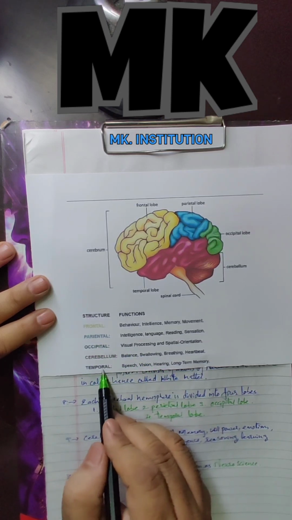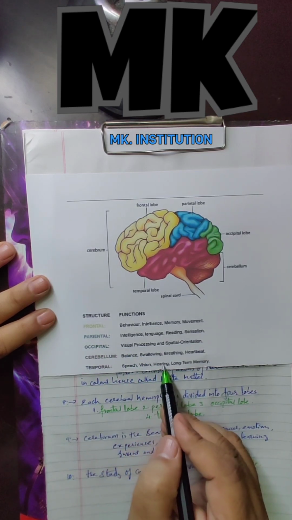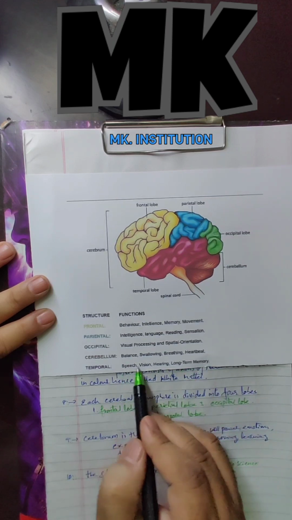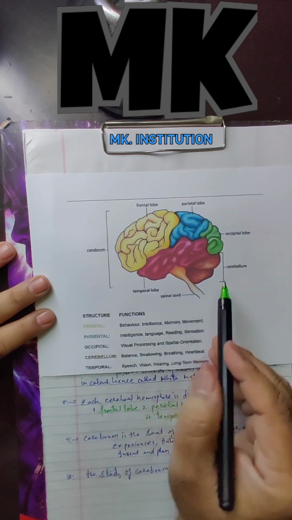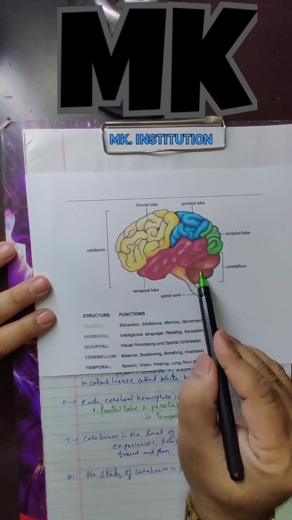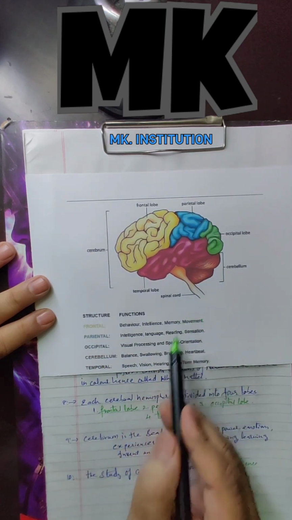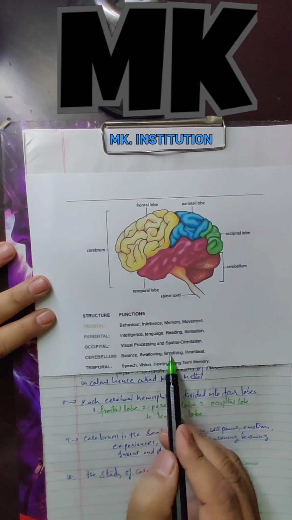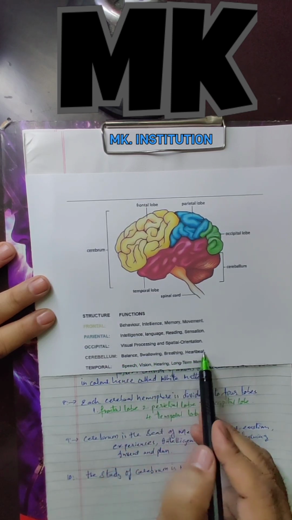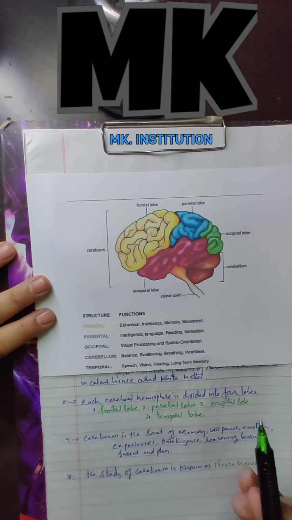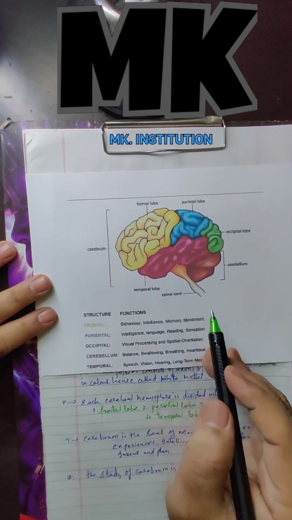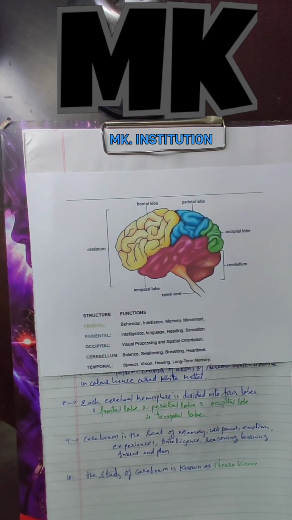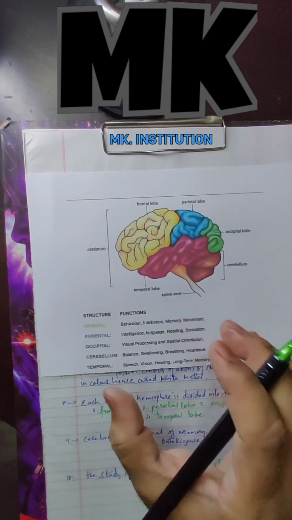And what is the temporal lobe doing here? Speech, vision, hearing, long-term memory. This temporal lobe is helping with all these. What is the work of the cerebellum? It is a small part here. This part is called the cerebellum. This cerebellum helps in balancing, swallowing, breathing, heartbeat. It's all controlled by the cerebellum. Clear? Because the cerebellum is doing such great work here, many things are stored in it.